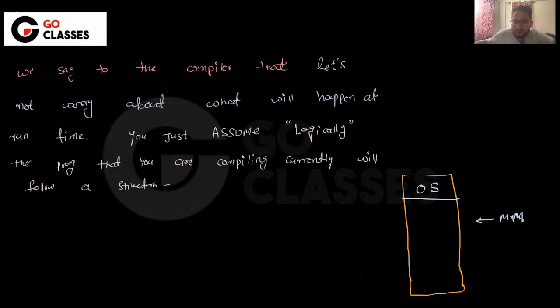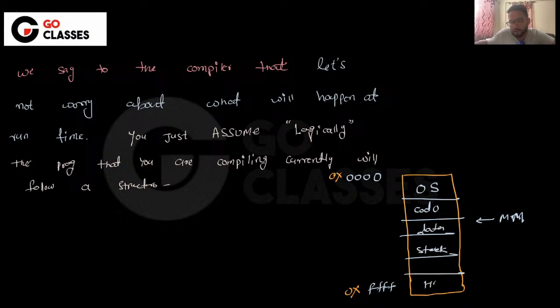That will start from, let's suppose this address is 000, something like this, and then this is FFFF. I'm writing in hexadecimal. If you want, I can write 0x also in front, right? So we say to the compiler that logically you assume your program will follow this kind of structure: maybe code, data, right? That's the trick that we play with the compiler: stack and heap, something like this, right? Is this okay with everyone? This is called logical memory, which means this is just logically what we are saying to the compiler.